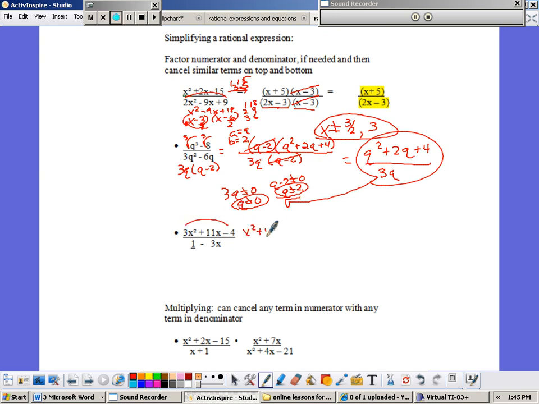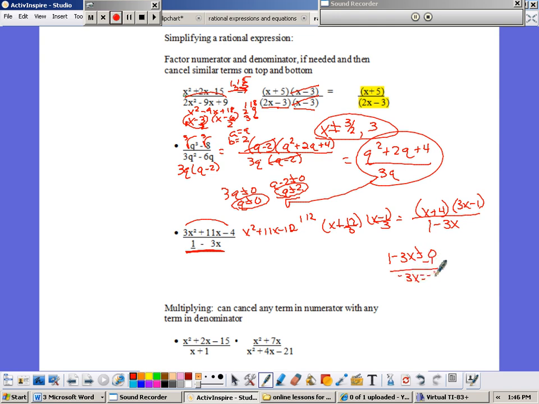Slide x squared plus 11x minus 12. 1 and 12 will subtract for 11. So x plus 12, x minus 1. Divide by the 3 that I slid. So I have x plus 4, 3x minus 1. This does not simplify over 1 minus 3x. Restriction, 1 minus 3x cannot equal 0. Subtract my 1. Divide by my negative 3. x cannot equal 1/3. There's my restriction.